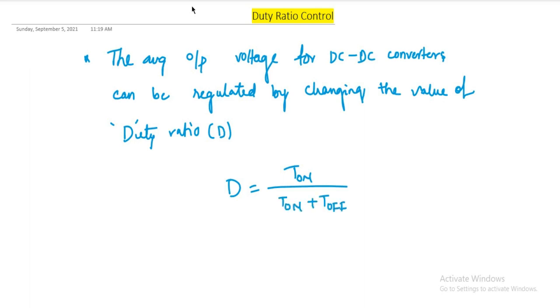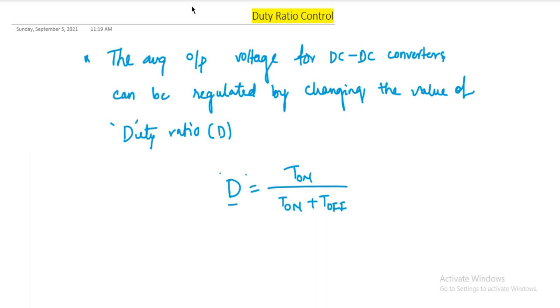Okay, so we can change the value of D, the duty cycle, by changing the turn on time, or we can change the D value by changing the turn off time. We can either change the turn on time or turn off time to change the value of D, so that the average output voltage of the converter can be changed.